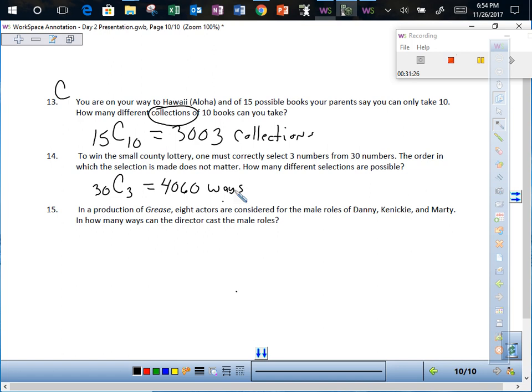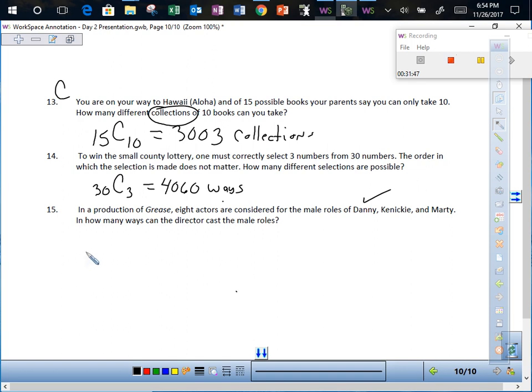And then last but not least, guys, in a production of Grease, 8 actors are considered for the male roles of Danny, Kinickie, and Marty. In how many ways can the director cast the male roles? Now in this case, order would matter because Danny was that lead guy played by John Travolta in the early days. So order matters in this case.